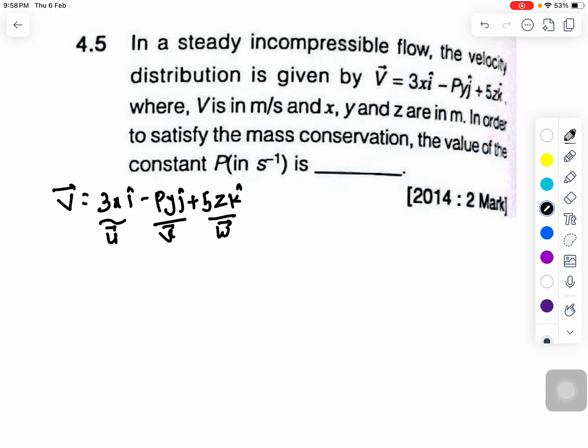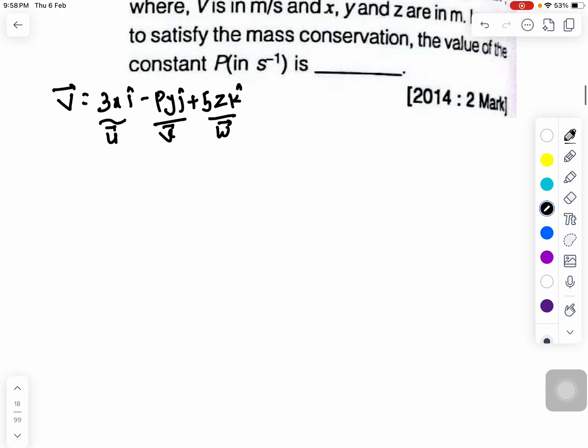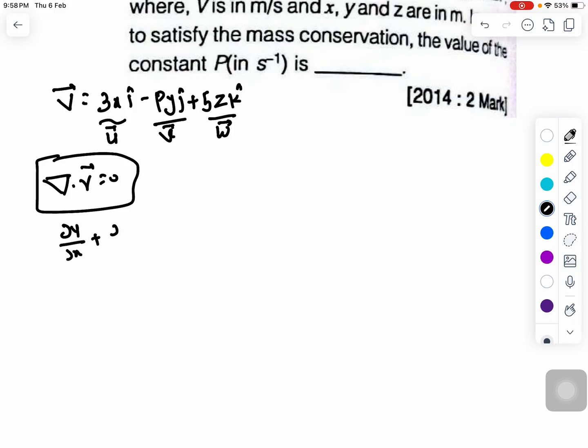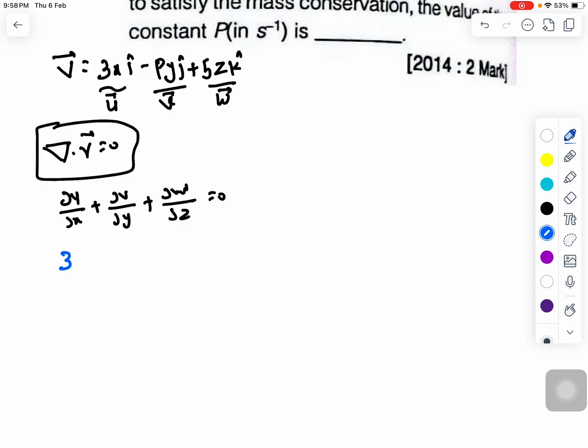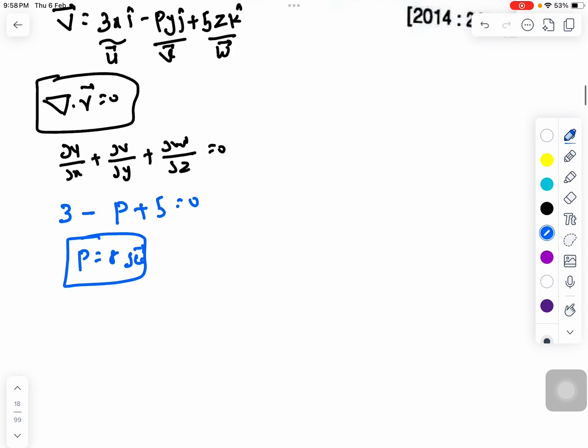When we talk about the mass conservation equation, it means the continuity equation should be valid for that. For the continuity equation, I have already discussed in the first problem that del dot v vector should be equal to 0. Means del u by del x plus del v by del y plus del w by del z should be equal to 0. So from here, del u by del x is 3, minus del v by del y is p, plus del w by del z is 5, that should be equal to 0. So the value of p will be equal to 8. Is that clear? So from here you can say that the value of p will be 8 per second. Okay, this is a very simple question that was based on the continuity equation.